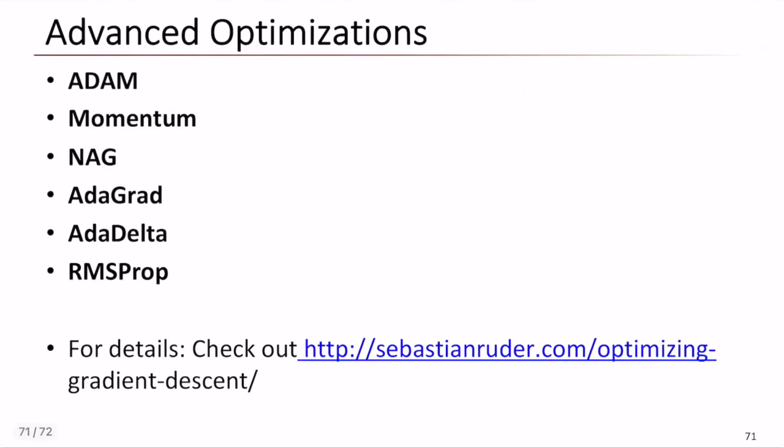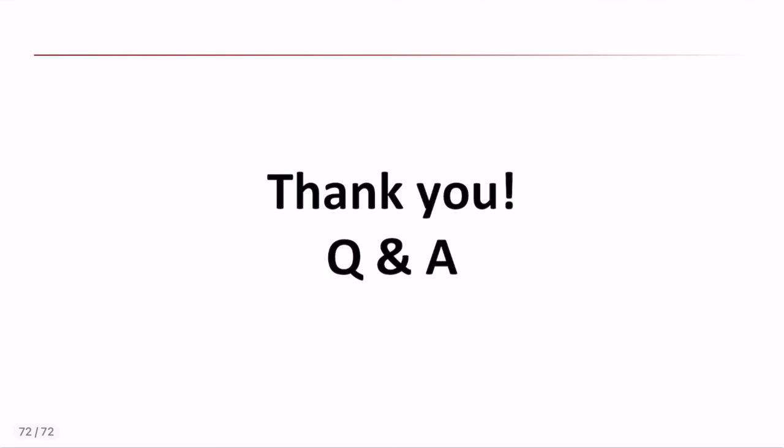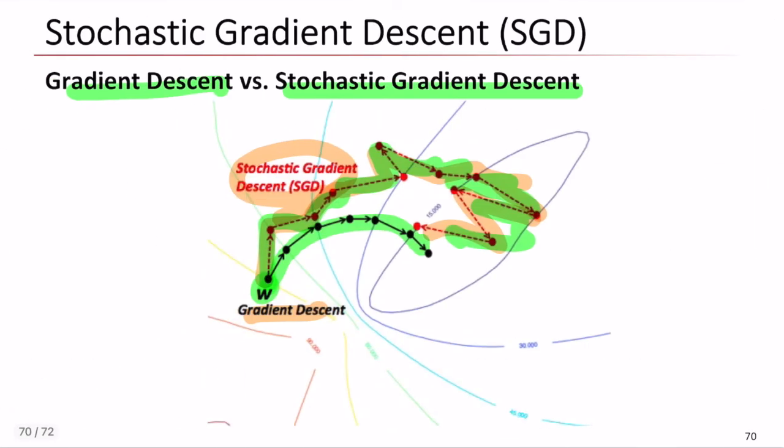Anyway, there are many advanced optimizers, for example Adam, Momentum, Adagrad, something like this. We'll talk about this in a later chapter, but for details you can check the other slides. Today we just briefly mention the concept of stochastic gradient descent.